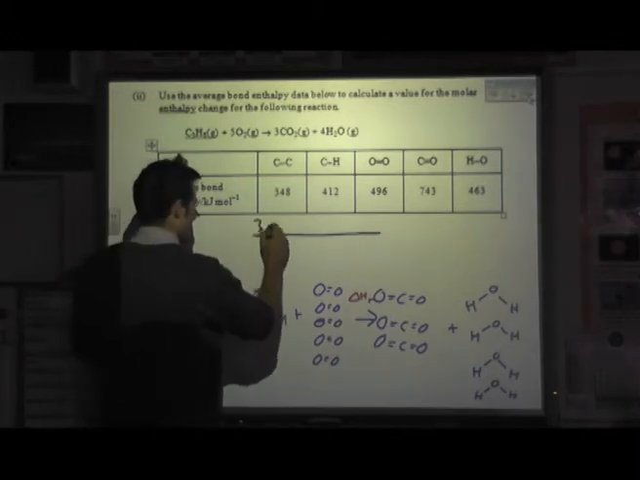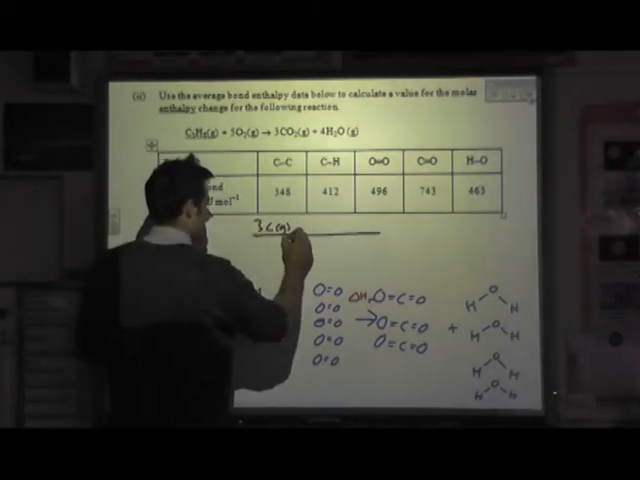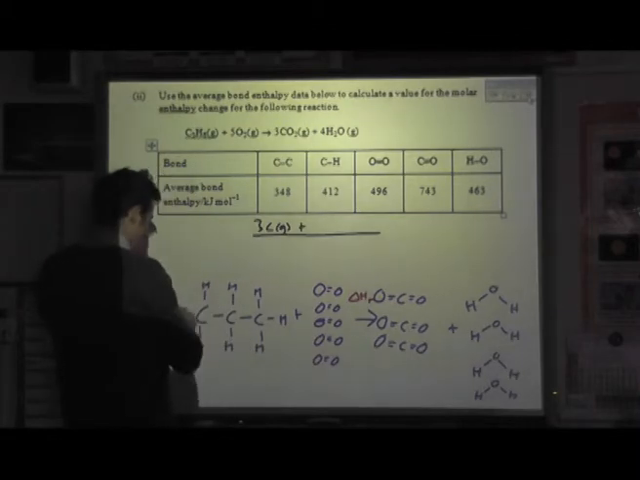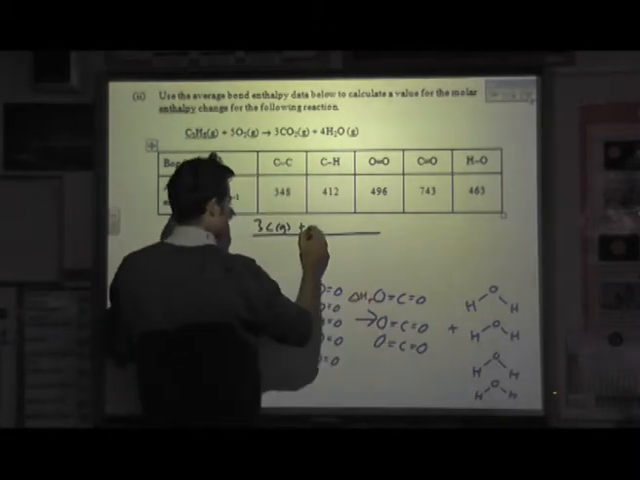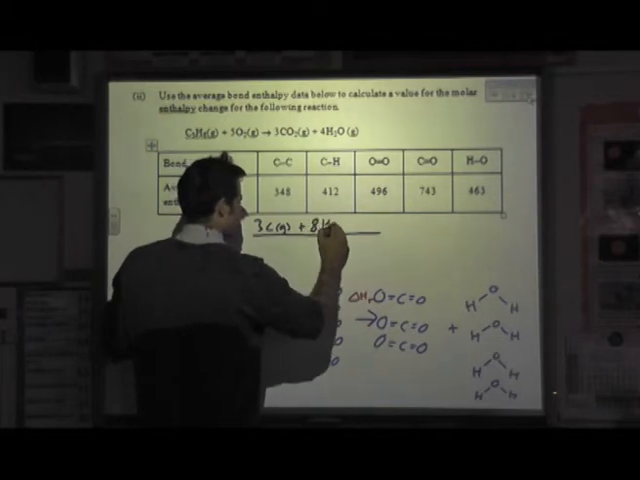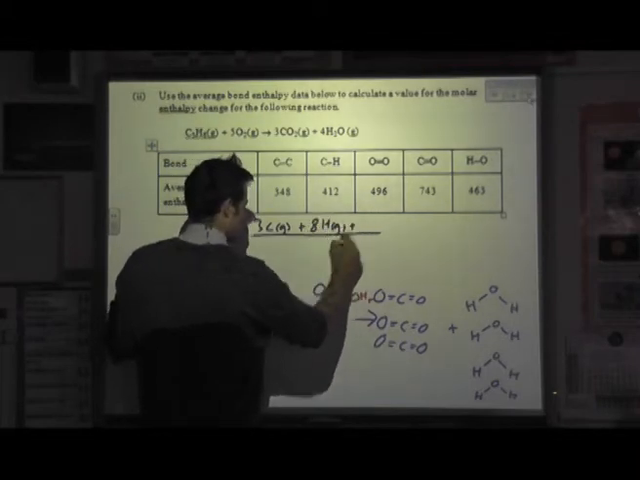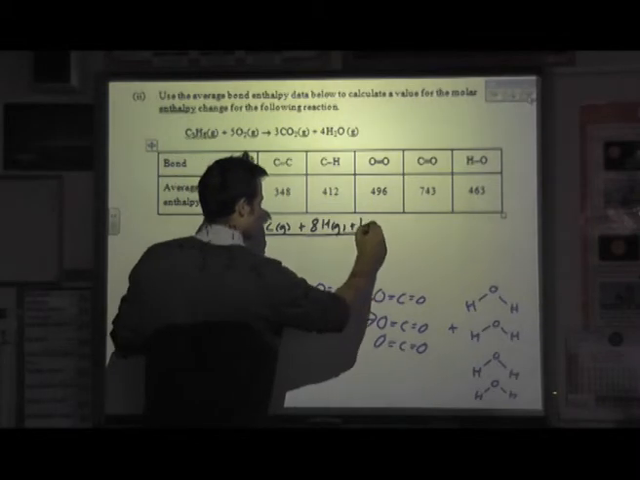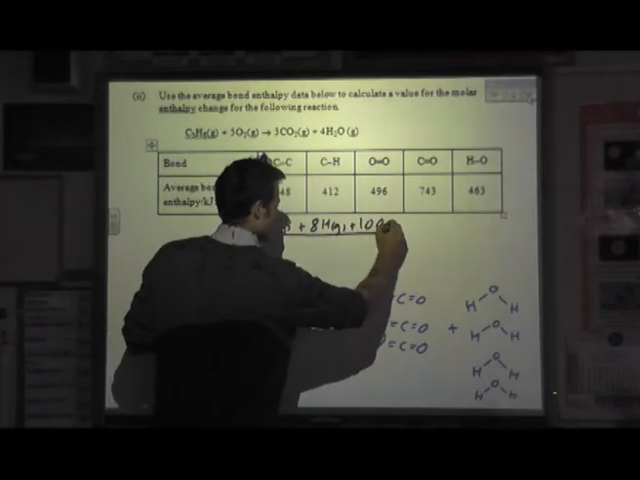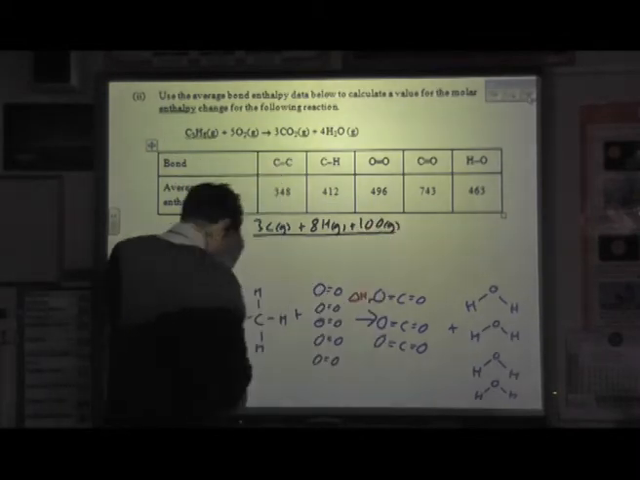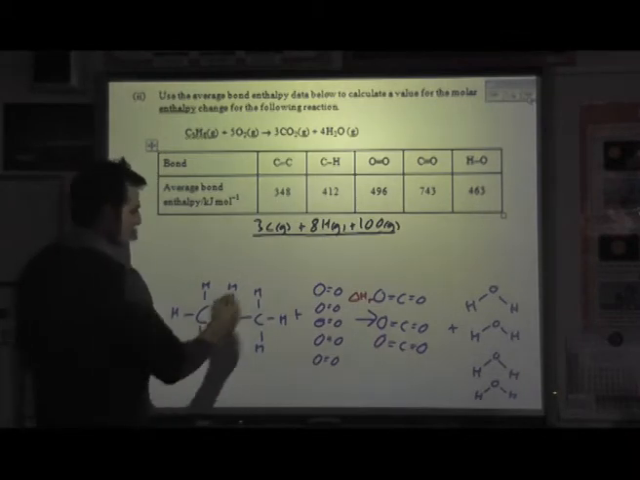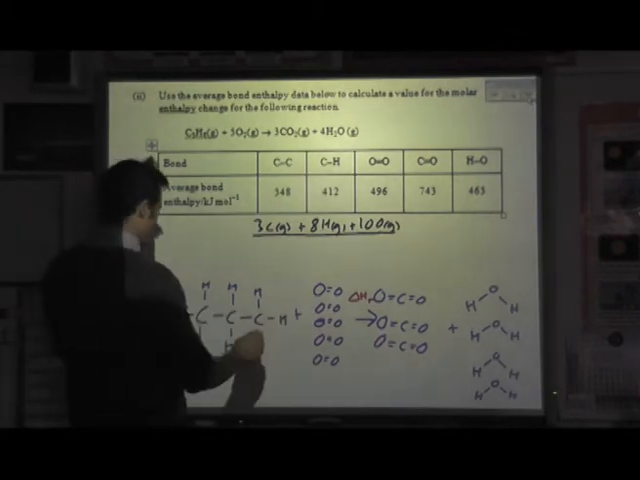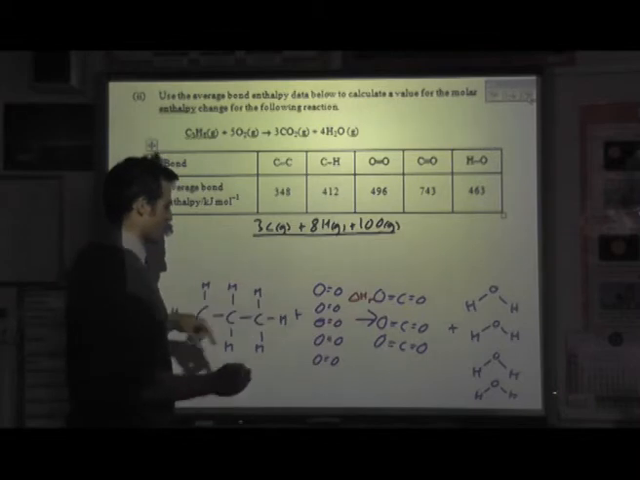So you have 3 carbon atoms, 3 gaseous carbon atoms, and 8 hydrogen atoms, and that makes sense with 4 times 2 as well, and then 10 oxygen atoms. You see I put a G just saying that they were gas there. So on this side we've got to break 3 different kinds of bonds.